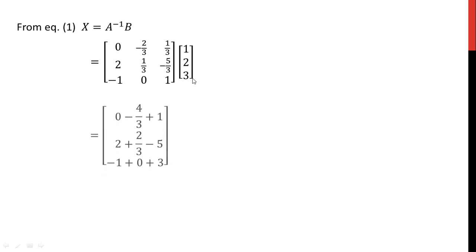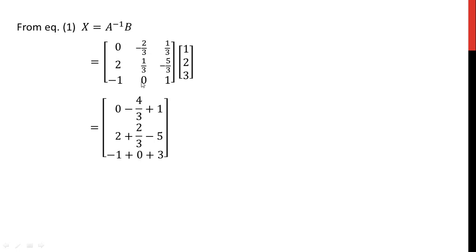Now from equation number 1, what is x? X is equal to A inverse into B. So put the values here. This is A inverse into B is this matrix. Now multiply first row first column, then second row first column, then third row first column. There is only one column there. So what will you get?